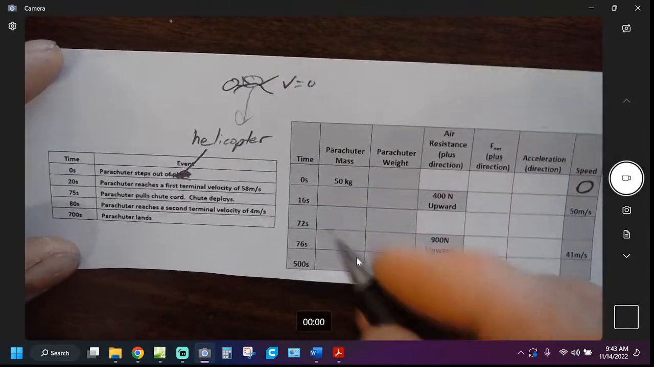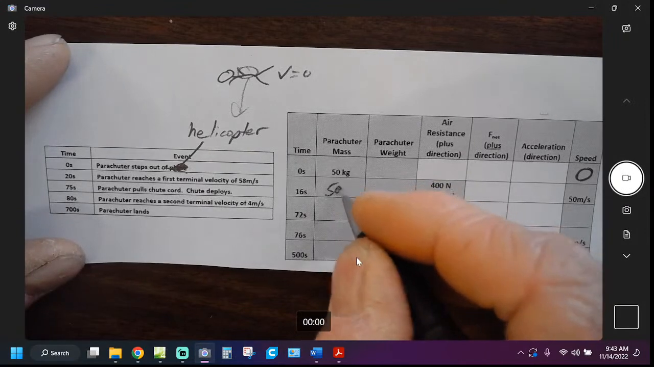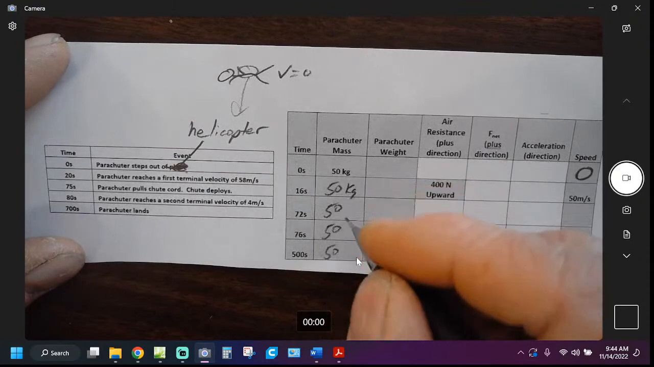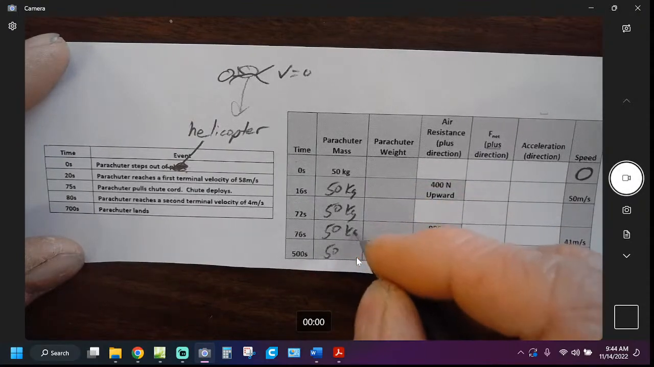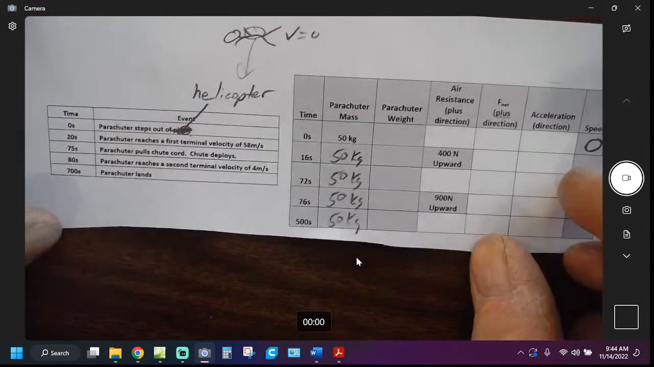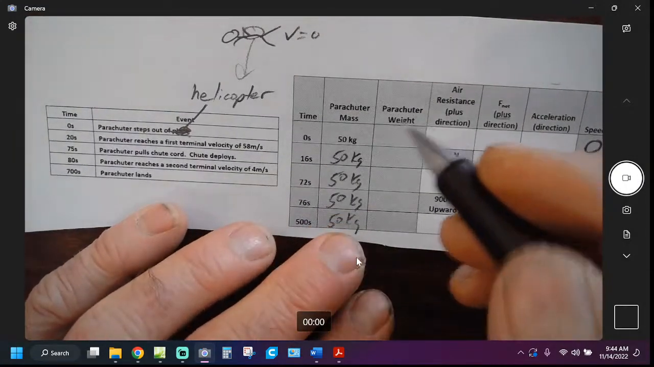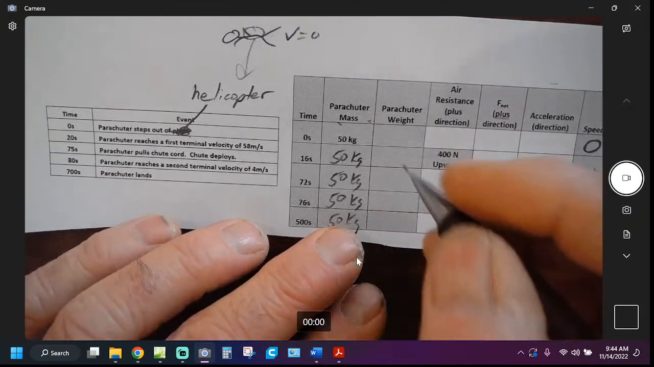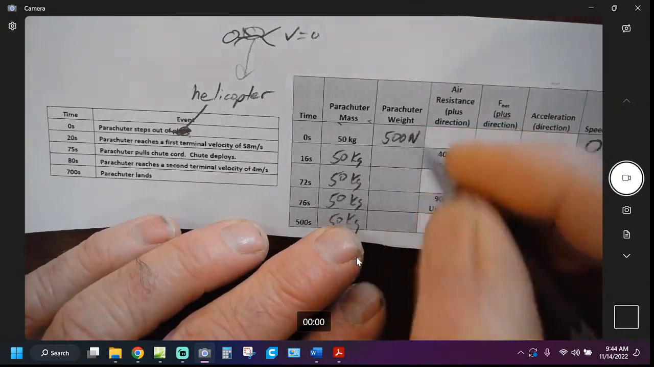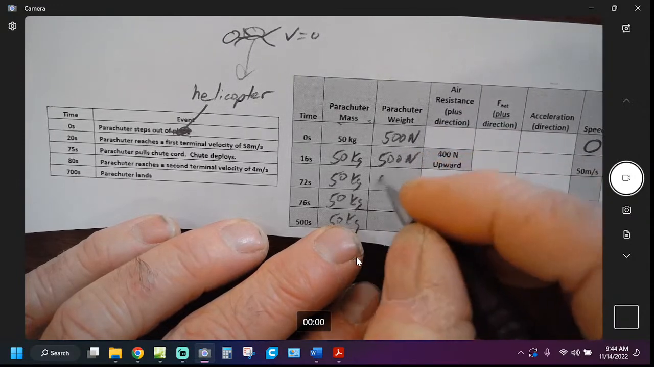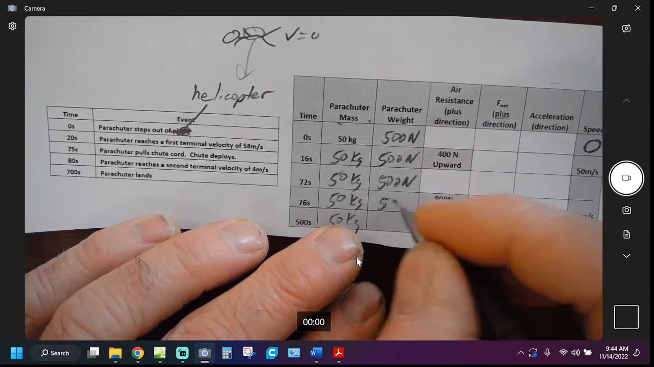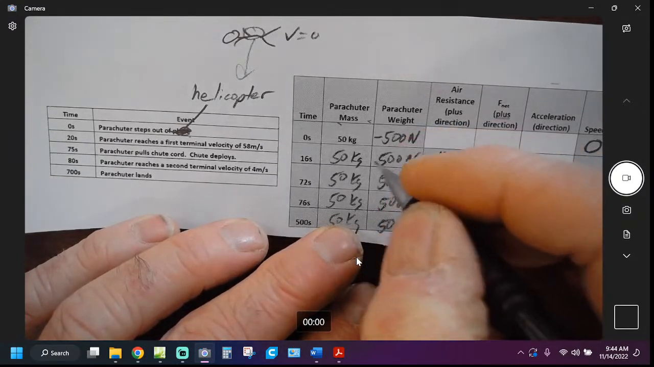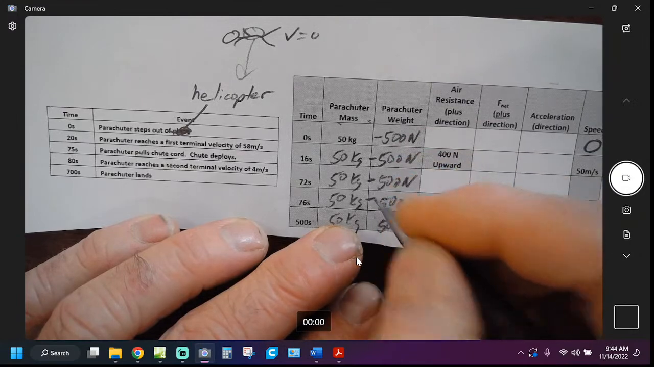So these are easy. The mass isn't going to change: 50, 50, 50, 50. And you could just draw a little line going down because they're all the same. The weight is mass times g, and g is 10. So 50 times 10 is 500. 500 newtons, 500 newtons, 500 newtons. And I'm going to put a minus here just to remind myself that weight is a downward force.